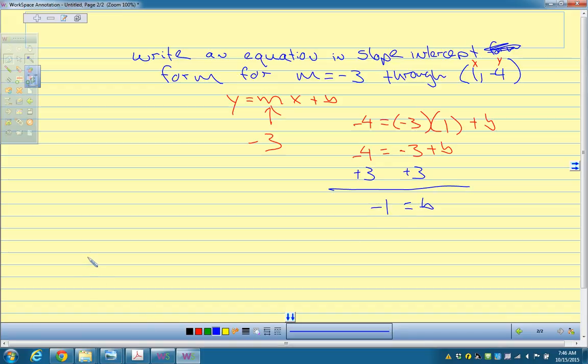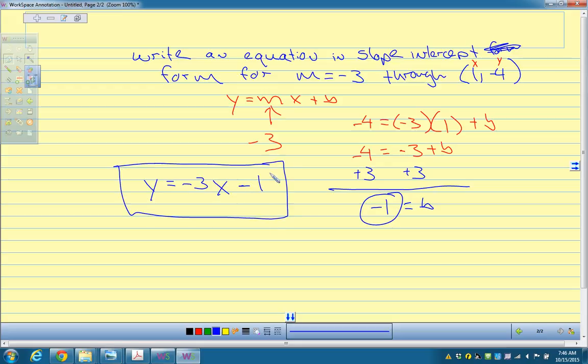Right? Yes? No? And so now you know a slope, you know the y-intercept, and you can rewrite this equation as y equals -3x minus 1. Do you understand that? Okay? So when you're given a slope and you're given a point, you then plug those things in, you find b, and then you can rewrite the equation with that.